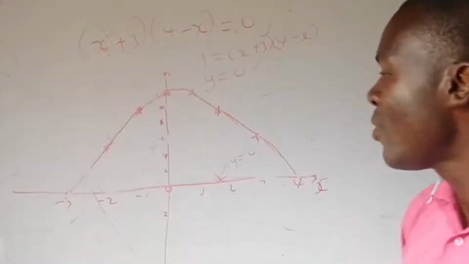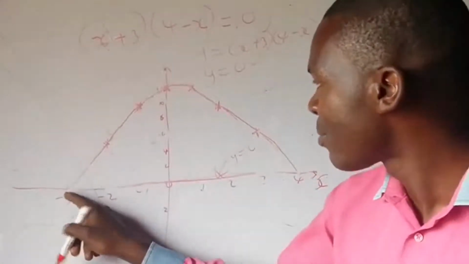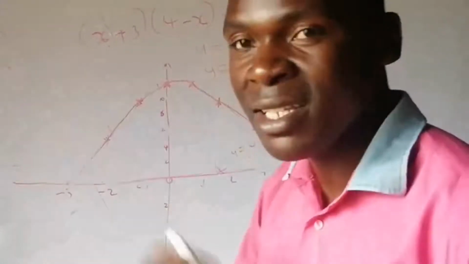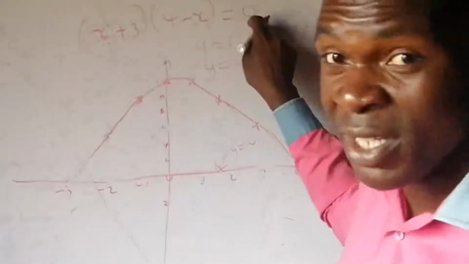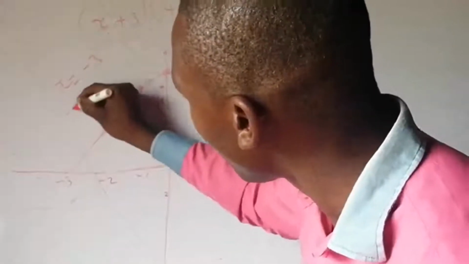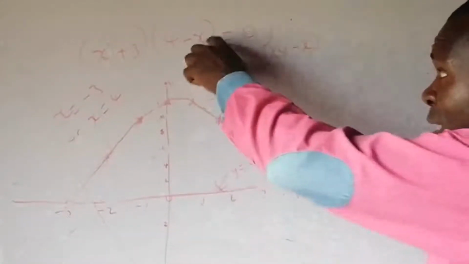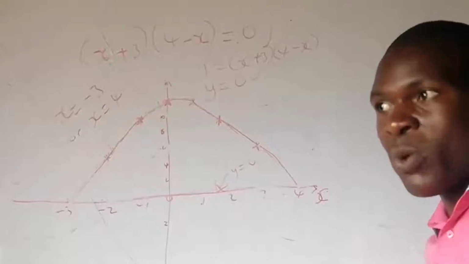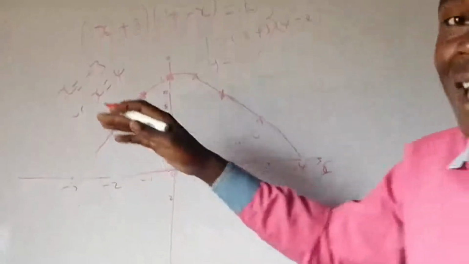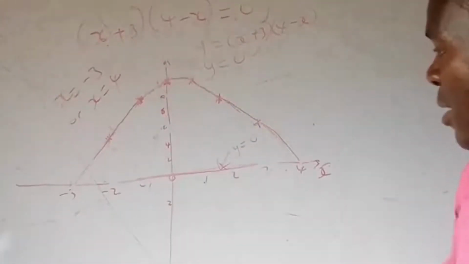So, what is the value of x at this point of intersection? The value of x here is minus 3 and the value of x here is 4. Hence, the solution of this equation is x is equal to minus 3 or x is equal to 4. These are the roots of this equation. So the question which requires you to find the roots is the same as find the solution or solve this equation. Okay, this is our first example.